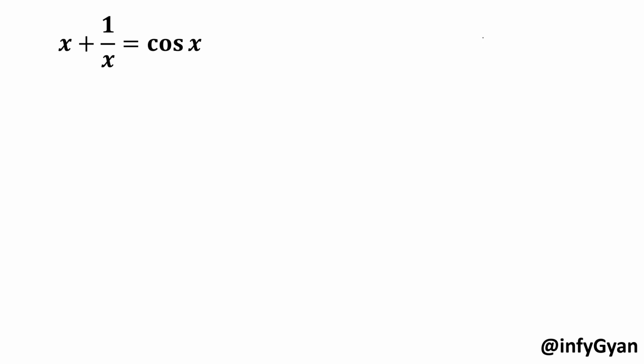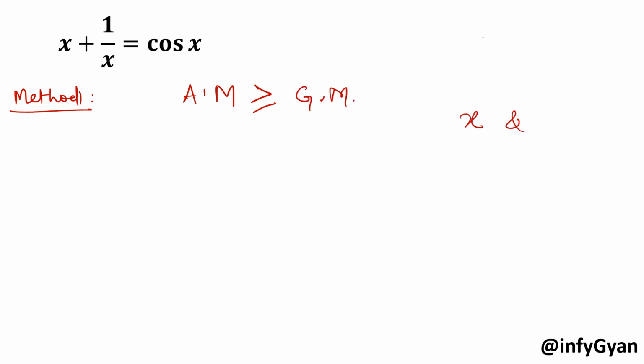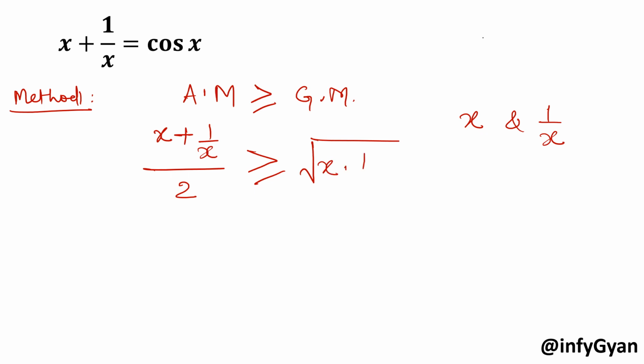This question we will solve by two methods again. So method 1, let us consider the AM greater than GM concept. I am taking two numbers x and 1 over x. So find out the arithmetic mean: x plus 1 over x divided by 2 should be greater than or equal to GM. Geometric mean is the square root of first number times second number. So this term will get cancelled out. From here we will be getting x plus 1 over x always greater than or equal to 2.